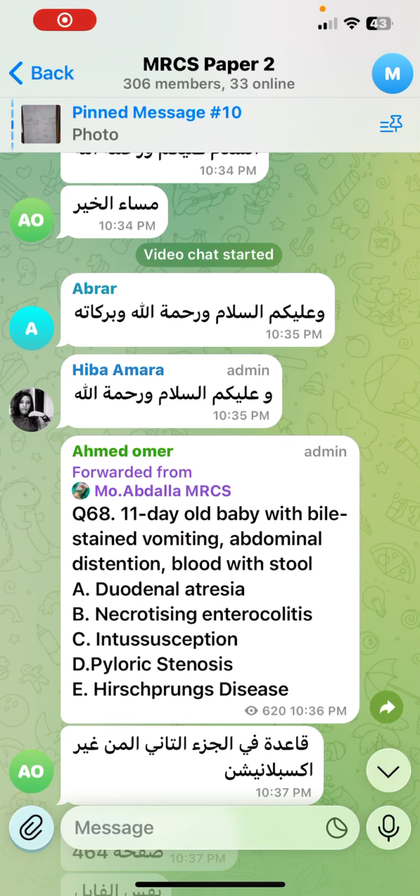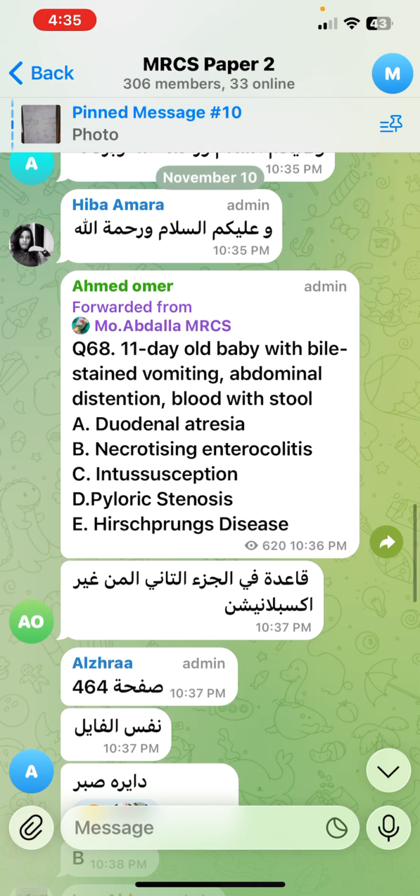So let's move on to January 2023 recalls. Question number 68: an 11-day baby with bile stain, vomiting, abdominal distension, and blood in the stool. The baby is only 11 days old. Blood in the stool makes you think of duodenal atresia, but at 11 days those babies have not survived; necrotizing enterocolitis is more common.